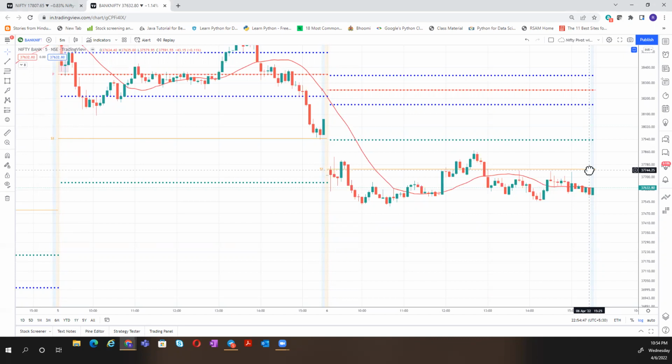And I have added a 20-day moving average. What does this 20-day moving average tell? This is a 5 minutes time frame. Whenever price is below the 20 SMA, price is down. Above the 20 SMA, price is up. I need not tell, when the 20 SMA is flat, it indicates sideways moves. So hope you understand everything.